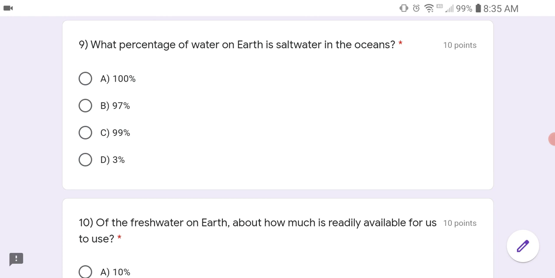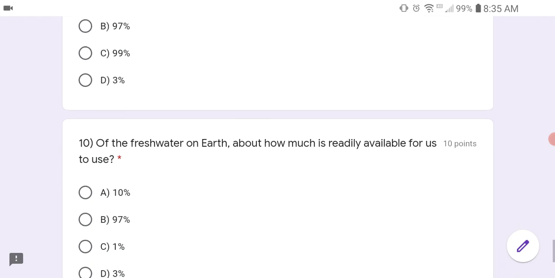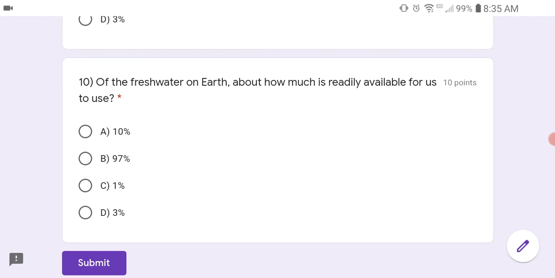A. 100%, B. 97%, C. 99%, or D. 3%. And number 10. Of the fresh water on Earth, about how much is readily available for us to use? Is this A. 10%, B. 97%, C. 1%, or D. 3%?